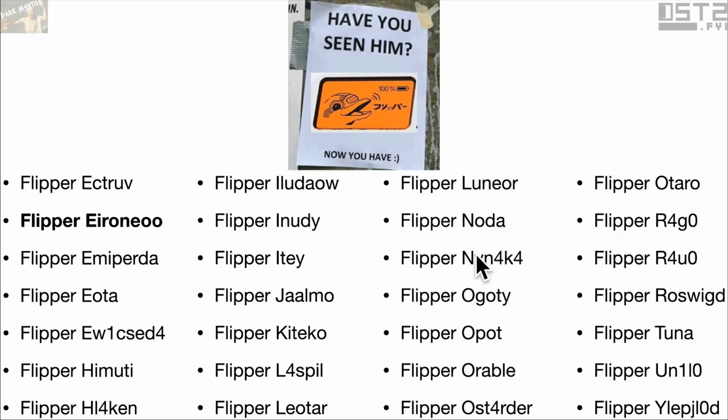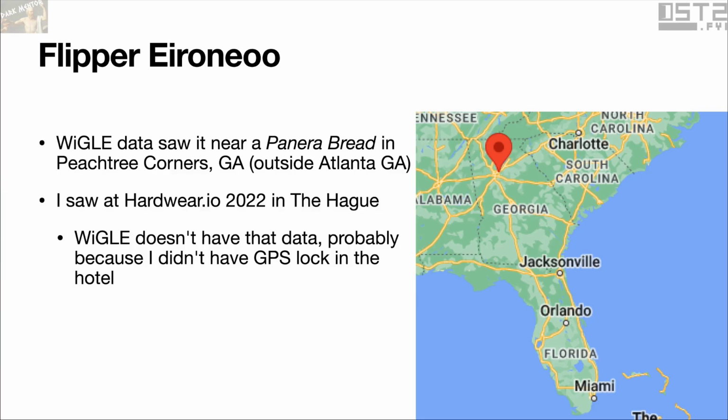Now you have these are some examples of flippers that I saw at hardware.io and previous events. This doesn't include all the various dozens of flippers I saw at the recent DEF CON and Ring Zero. But for instance, I was looking through all of these and putting them into Wiggle one at a time, and this one popped out, this Flipper Ironiu. It turned out Wiggle had seen that particular device that I saw at hardware.io outside of a Panera Bread in Peachtree Corners, Georgia, which is just outside of Atlanta, Georgia.